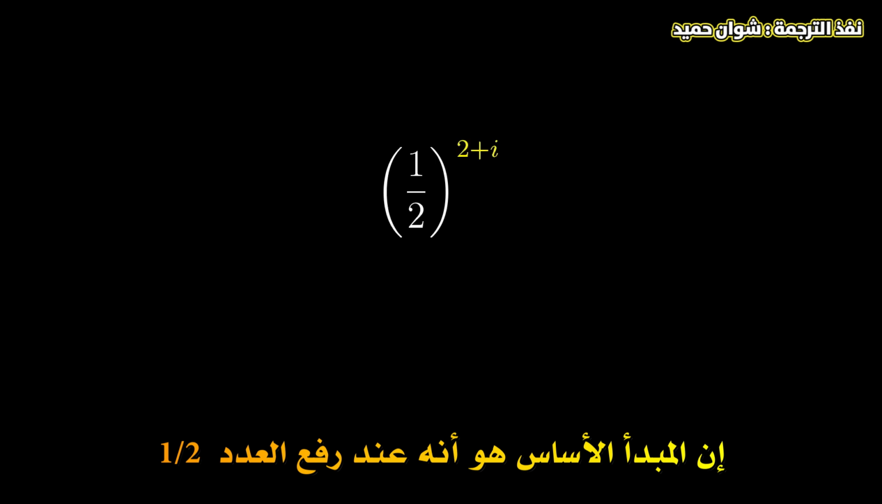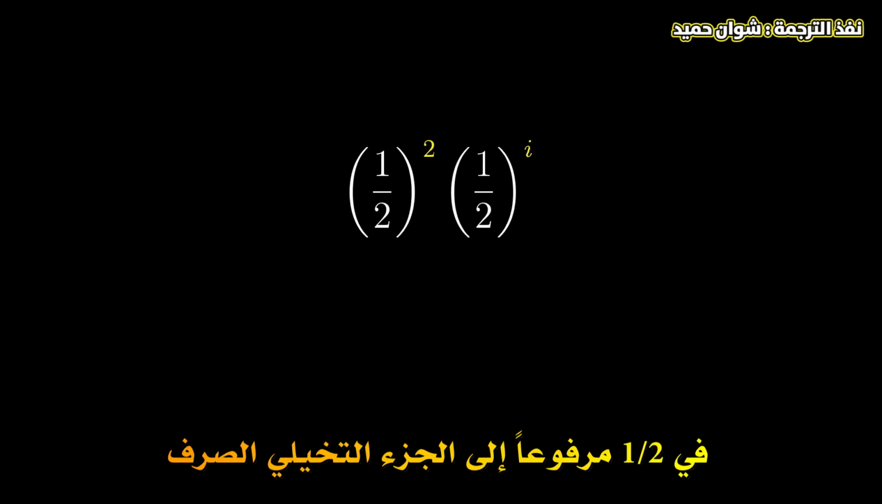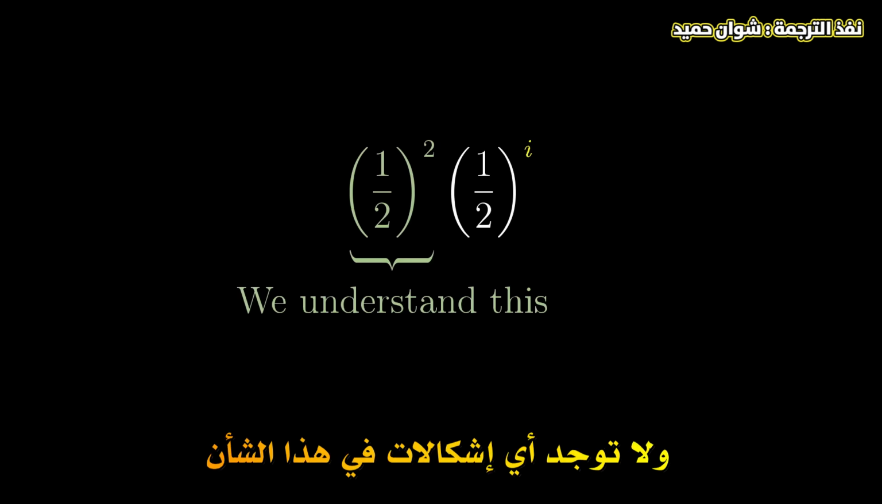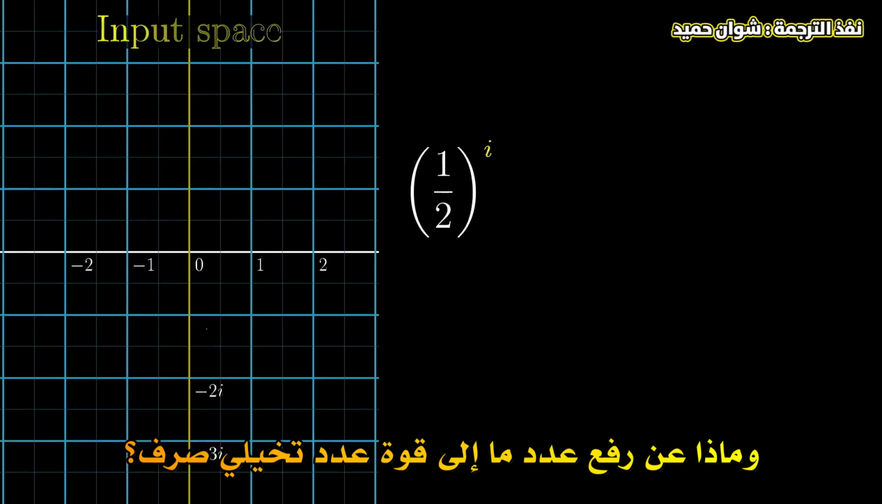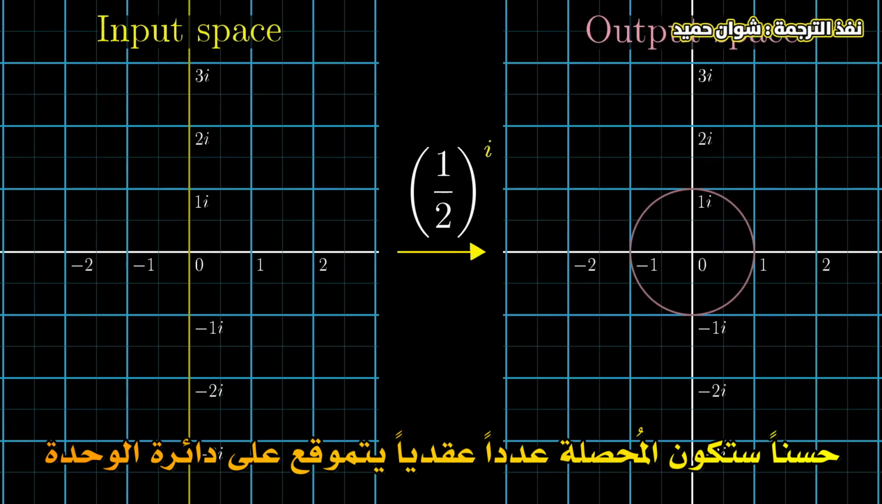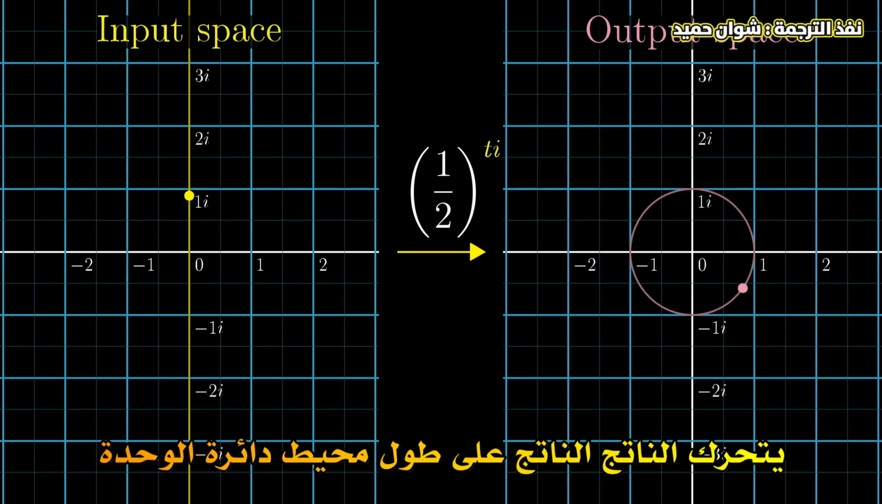The basic idea is that when you write something like 1/2 to the power of a complex number, you split it up as 1/2 to the real part times 1/2 to the pure imaginary part. We're good on 1/2 to the real part, there's no issues there. But what about raising something to a pure imaginary number? Well, the result is going to be some complex number on the unit circle in the complex plane. As you let that pure imaginary input walk up and down the imaginary line, the resulting output walks around that unit circle.